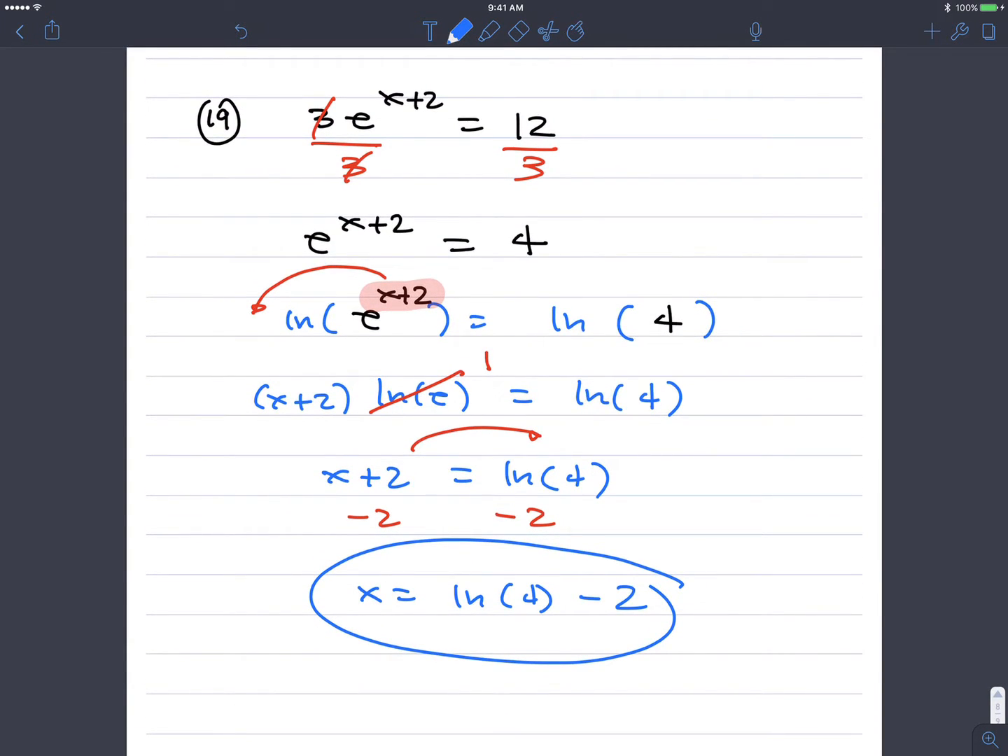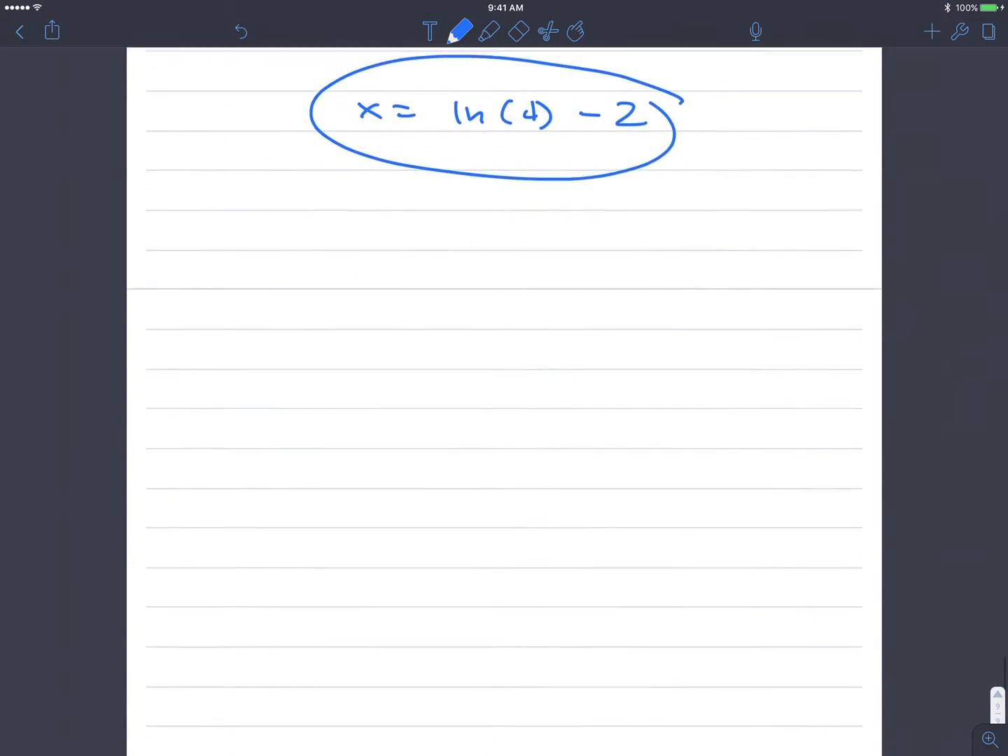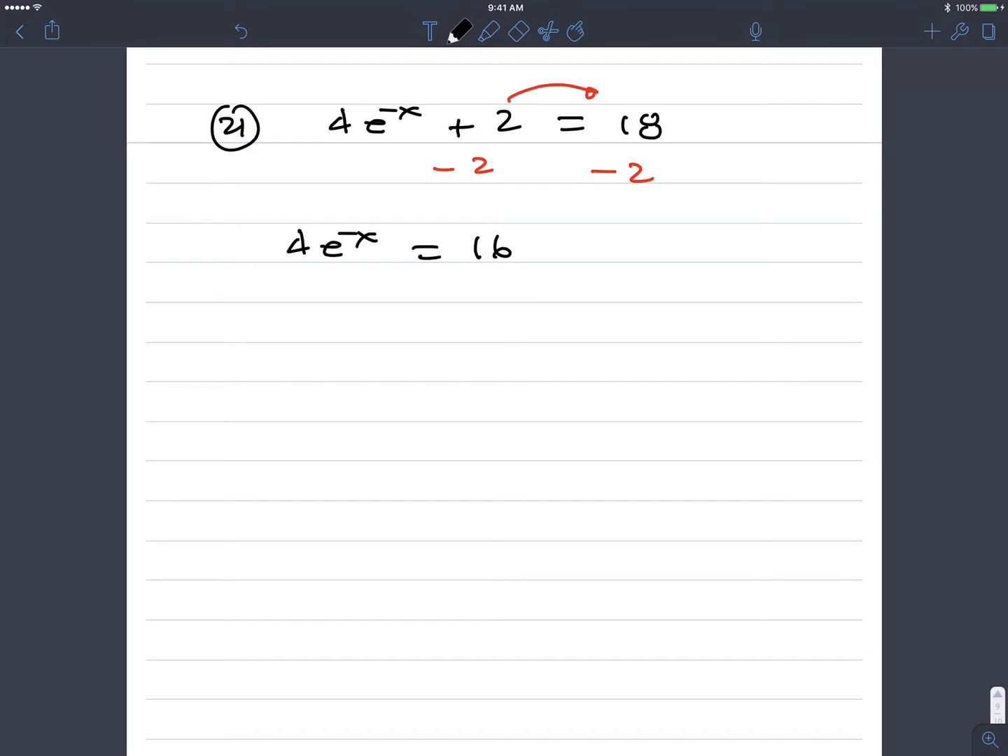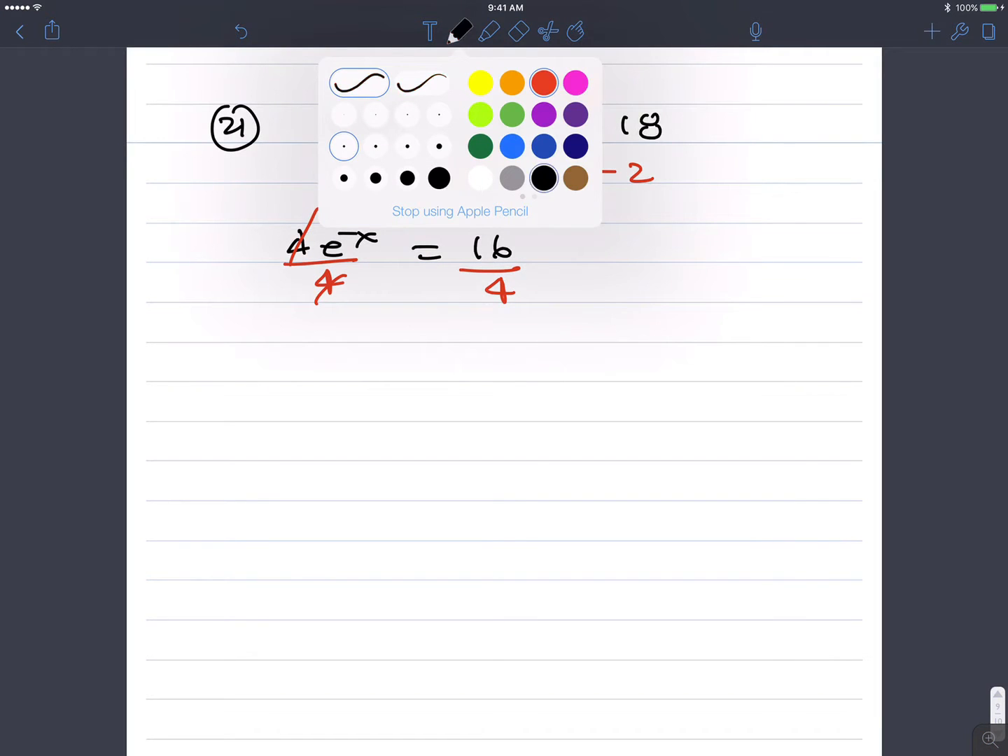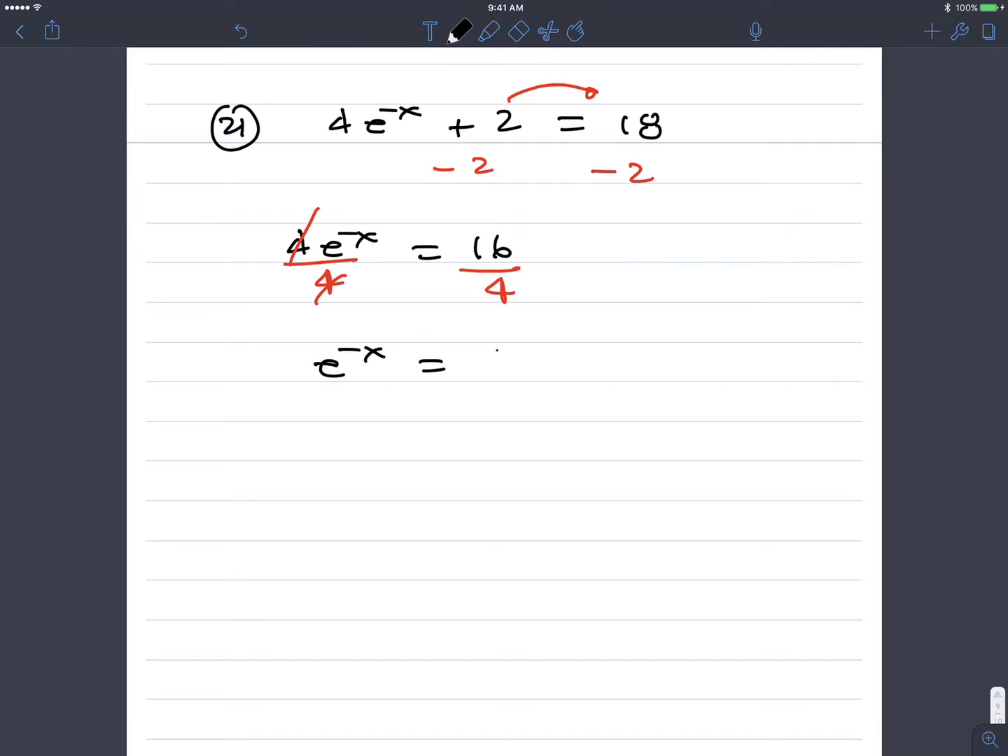Here's number 19. 4 e to the minus x plus 2 is 18. So we're going to solve for e to the minus x so we could take the natural log. You can do a couple of things. Again, you can subtract that 2 or translate. You have 4 e to the minus x becomes 16. Divide both sides by the 4. e to the minus x will be 4.